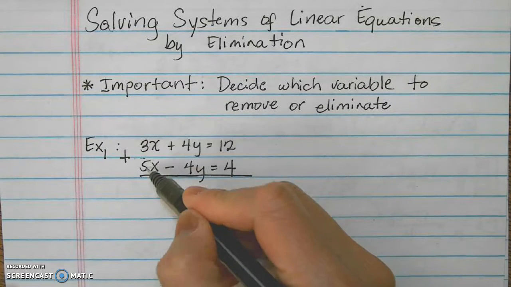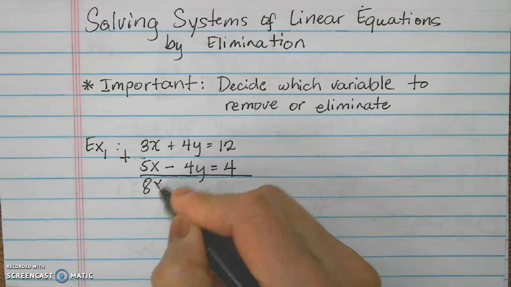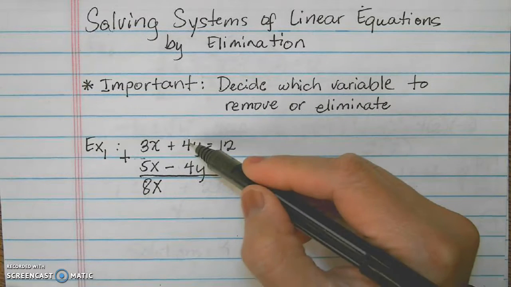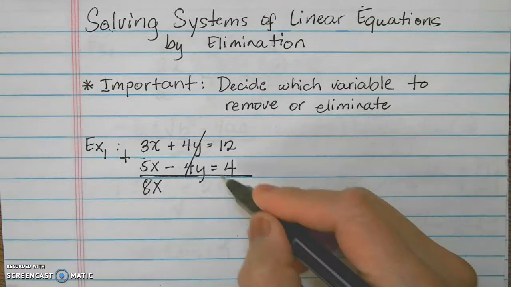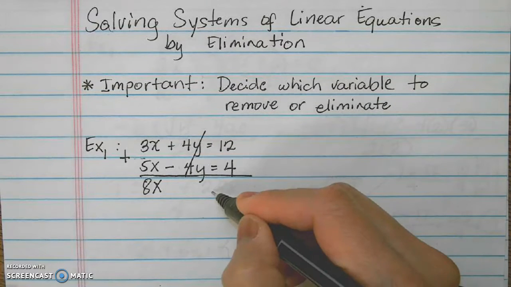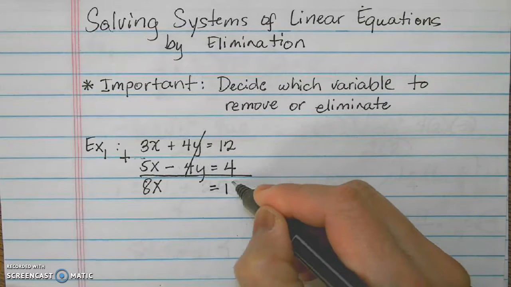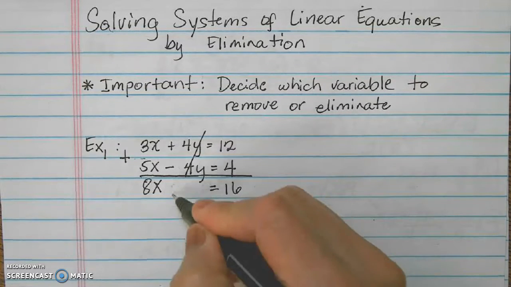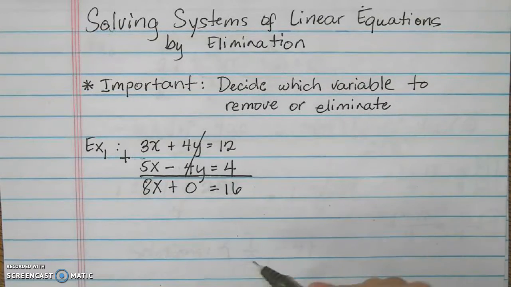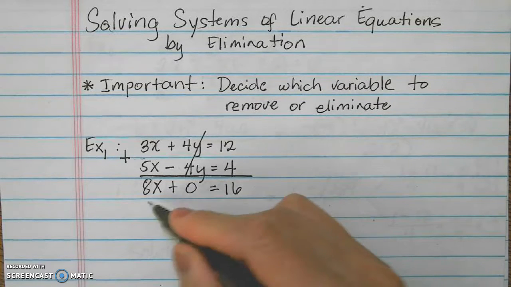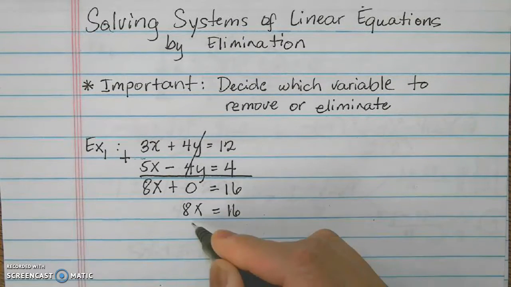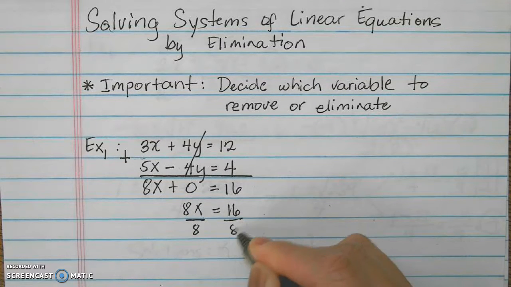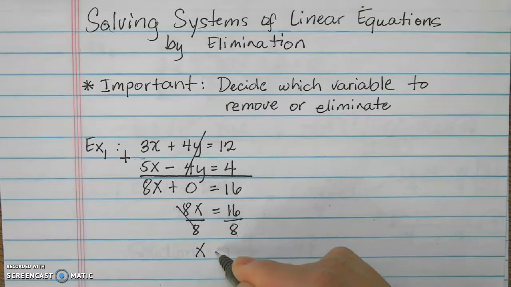So 3 plus 5 is 8x. Adding the same number with different signs makes this a 0. And now this becomes equal to 16. So now let me just add plus 0 here just for you to see that. And this now becomes 8x equals 16. Divide by 8. Divide by 8. x is 2.